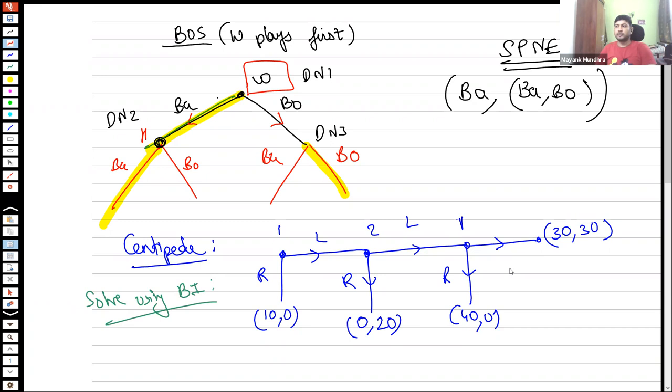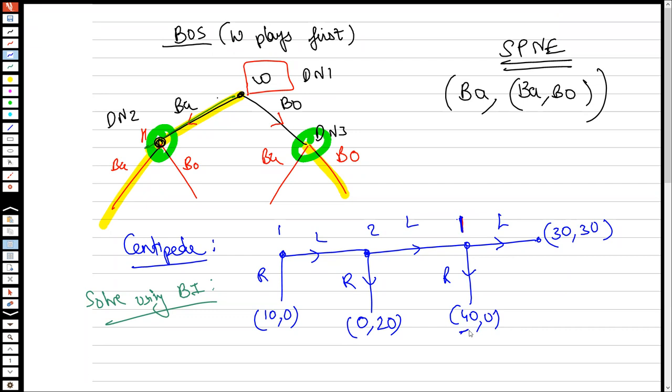When I solve using backward induction, I start from the last decision node. In any sequence of nodes, always start with the penultimate decision node. In this case, what would player one pick, left or right? Right, because right gives him 40.